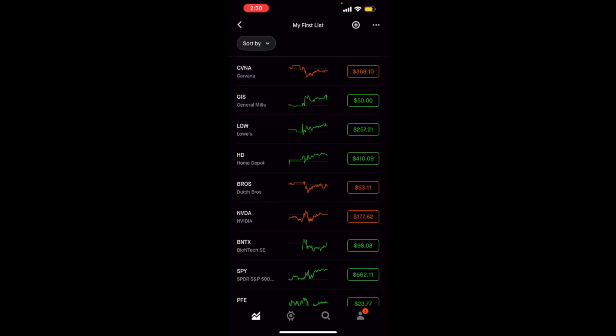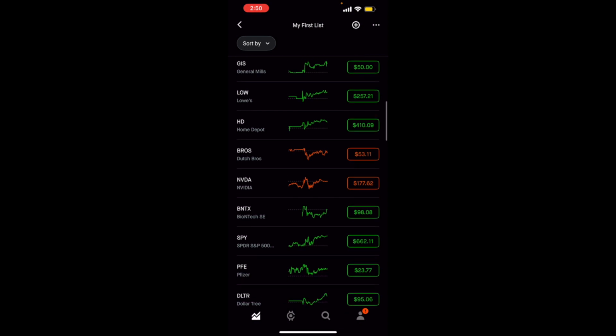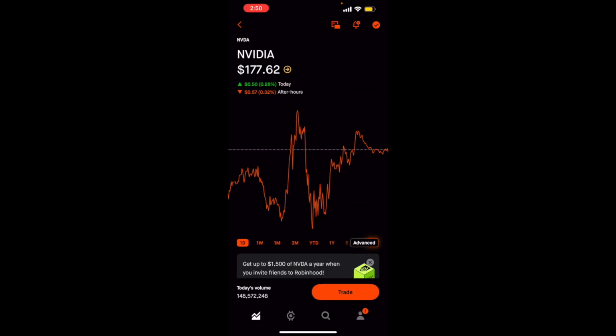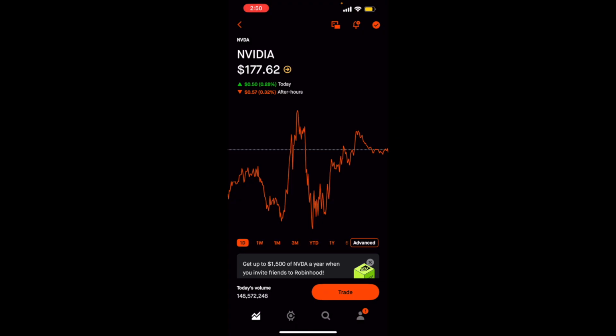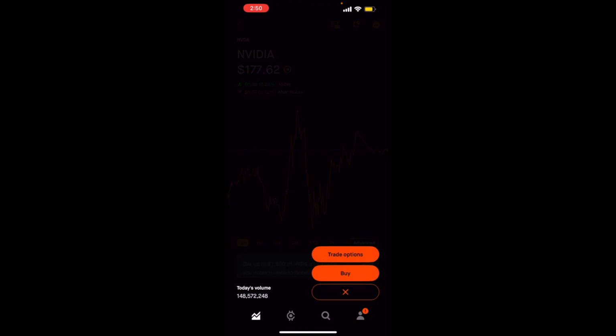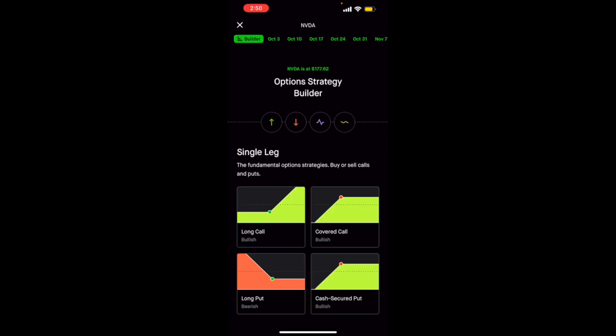Let me get a good stock. So I got Nvidia right here, which is at 177.62 at the time of this recording. I'll click on that. I have my chart here. Robinhood has line charts unless you change the settings. And if I wanted to place a trade, I'll hit the trade button down at the bottom. With options trading ability, you have the button to trade options. So you click on that.